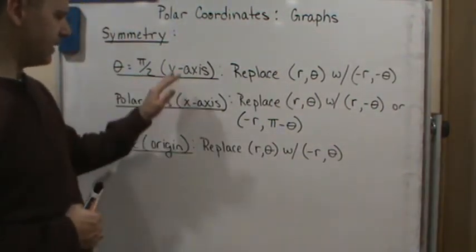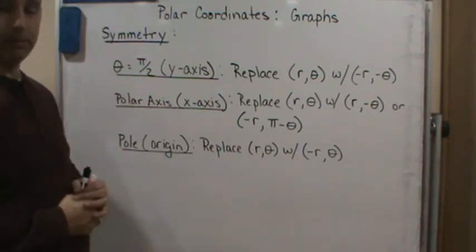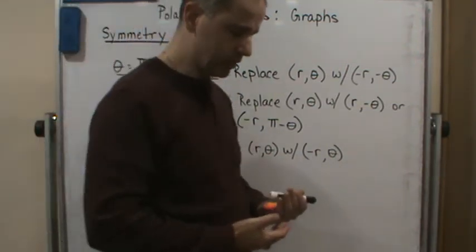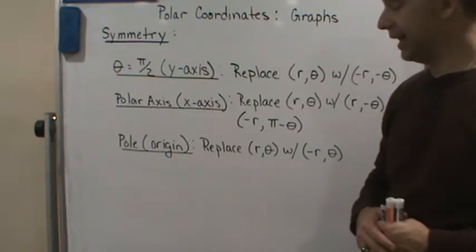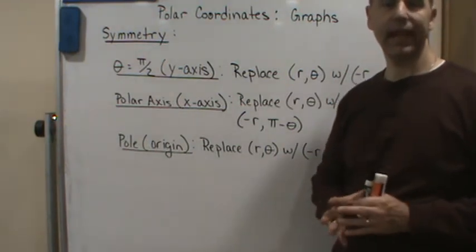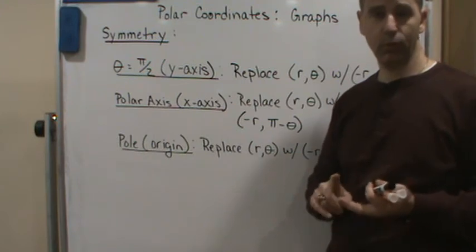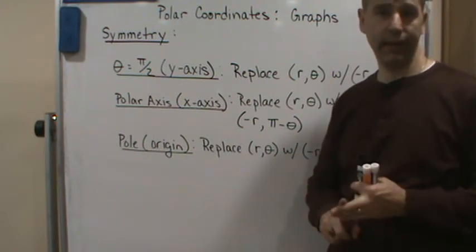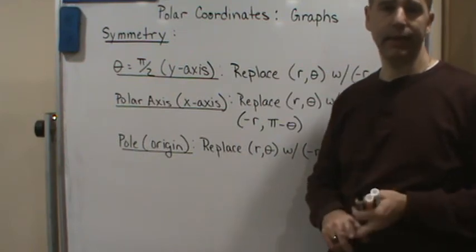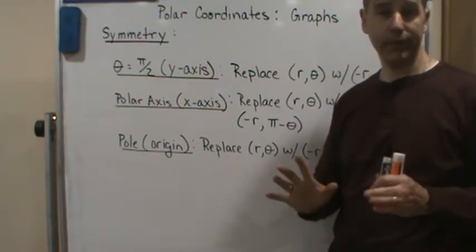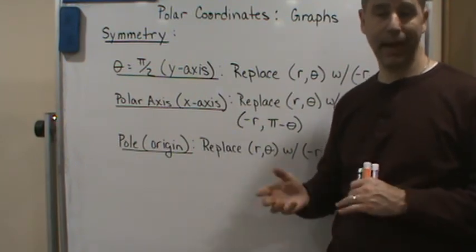Now if it passes these tests, then it's going to have that corresponding symmetry. If it doesn't pass, then it's not necessarily the case that it doesn't have symmetry with respect to the pole, the polar axis, or theta equal to pi over 2. So it's not perfect, but at least it gives us an idea of symmetry when it passes.